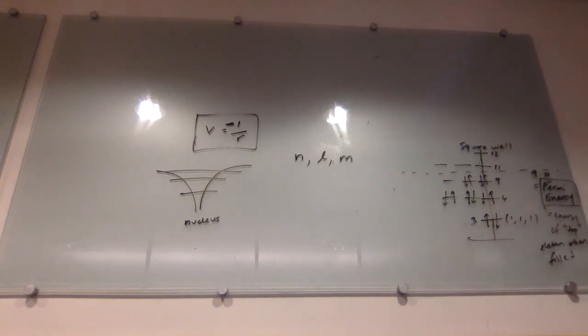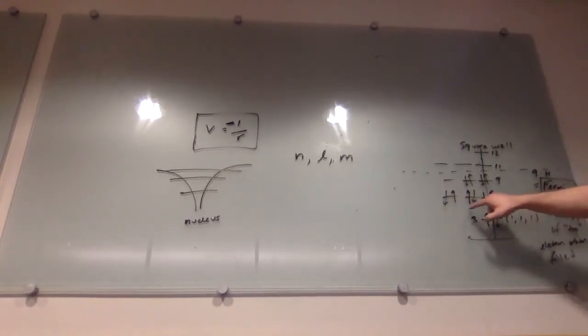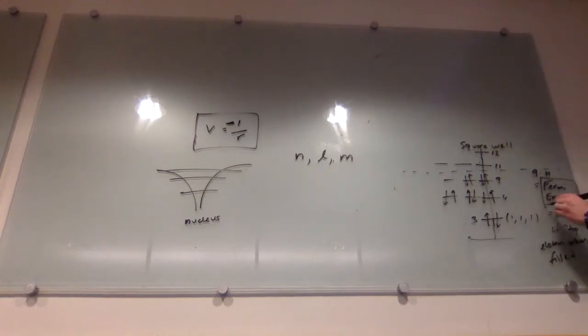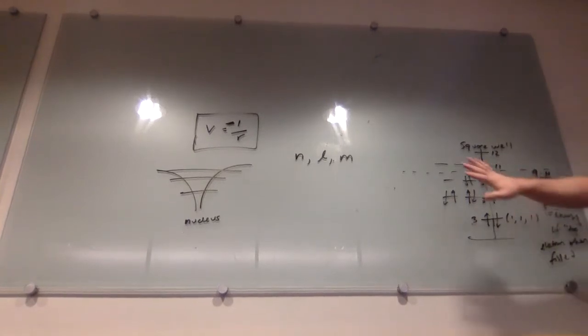So if someone tells you, I have a square well with 12 electrons in it, what's the Fermi energy? You would say, well, I start filling them in until I get to 12, and what's the energy of the highest electron? It's 9 times h bar squared pi squared over 2mL squared. Okay, so this is called the Fermi energy. We'll come back to that because this is very important for things like conductors and solids and stuff like that.